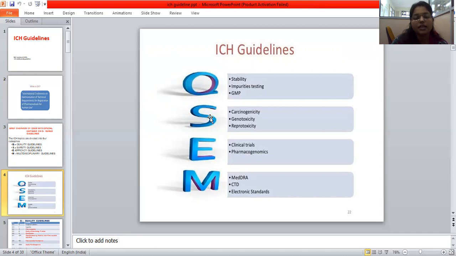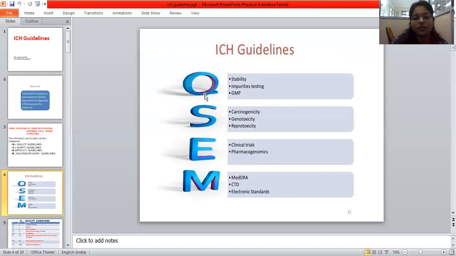In the safety guideline, we check whether our pharmaceutical product is carcinogenic, causing carcinogenicity to humans, genotoxicity, or reprotoxicity, whether it is there or not. So whether the safety level for human use is there or not, these things we take in the safety guideline. In the efficacy guideline, how to conduct the clinical trial, the efficacy of the drug product and how to take it, is there in this efficacy guideline. And pharmacogenomics also comes in this efficacy guideline.